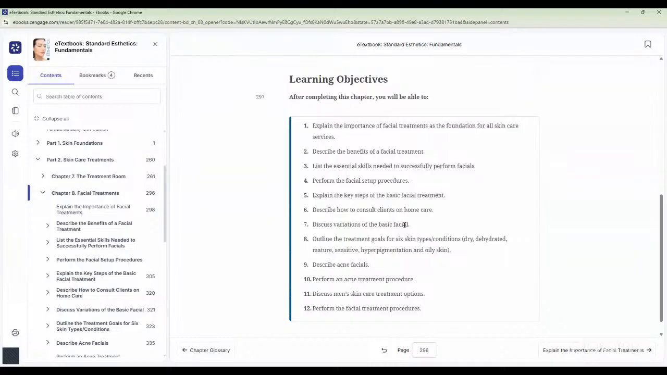Number 10, perform an acne treatment procedure. Okay. What was our solution? What did we choose to do? How do we do it and why? I always know your why you're performing something.